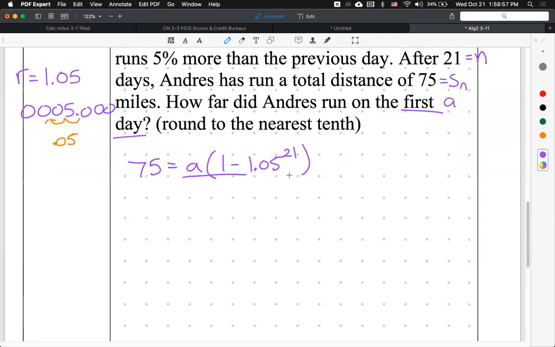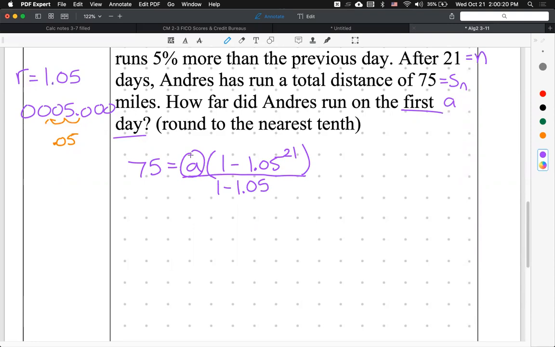75. There it is. Thank you. Cool. And we're not done yet because this isn't as easy as just plugging it into the calculator because I have two sides of the equation. I need just one side of the equation with a bunch of numbers, the other side with just the one unknown variable. We need to isolate that variable.